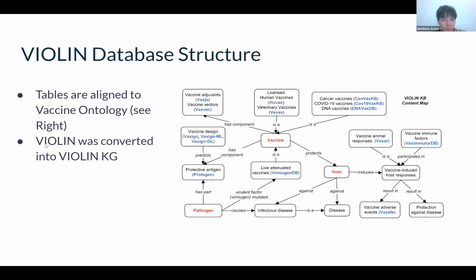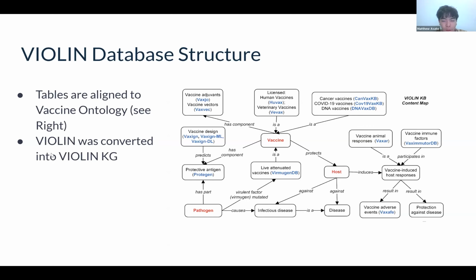And a little bit more in depth on the VIOLIN database structure. VIOLIN is composed of a lot of tables. Displayed here are vaccine, pathogen, and host in red. And these tables are pretty property rich, and they also interrelate with other tables and other databases. For instance, Vaxjo is up here.